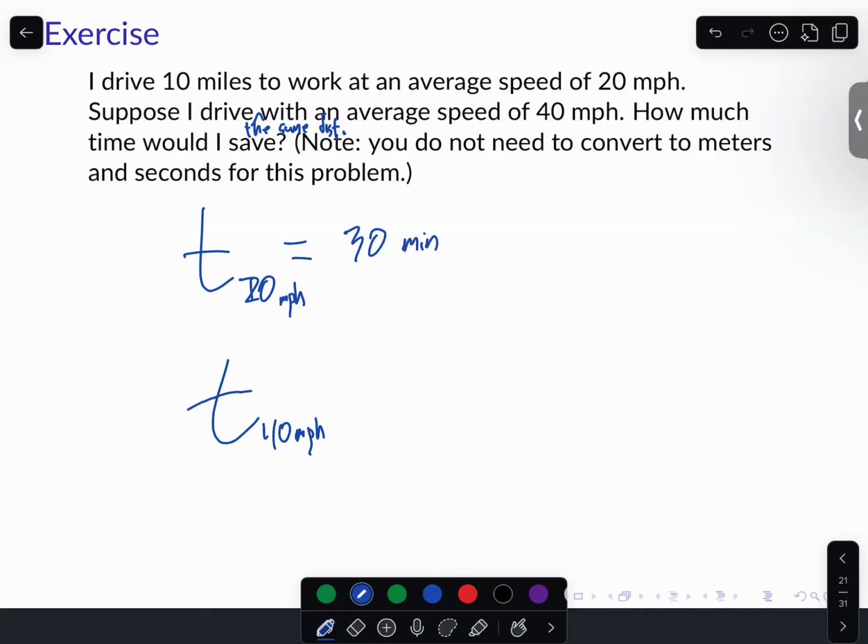Half an hour. How do you get that, by the way? Distance over velocity equals time. That's just a rearrangement of delta x over delta t is v. You see that? Algebraically. Okay, likewise, we could plug in if we got 40 miles.